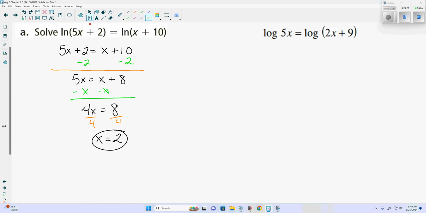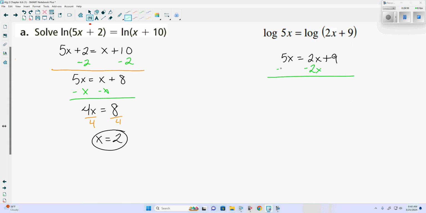Now, it's not written, but there are parentheses technically around the 5x. 5x is still contained inside the log. And even though it's not ln, our natural log, it's log, we still have one log on either side of the equal sign. They are indeed the same log. So all this is saying that 5x is equal to 2x plus 9.